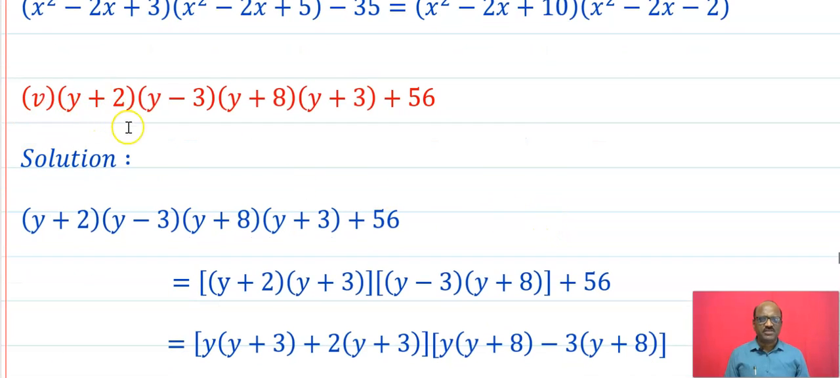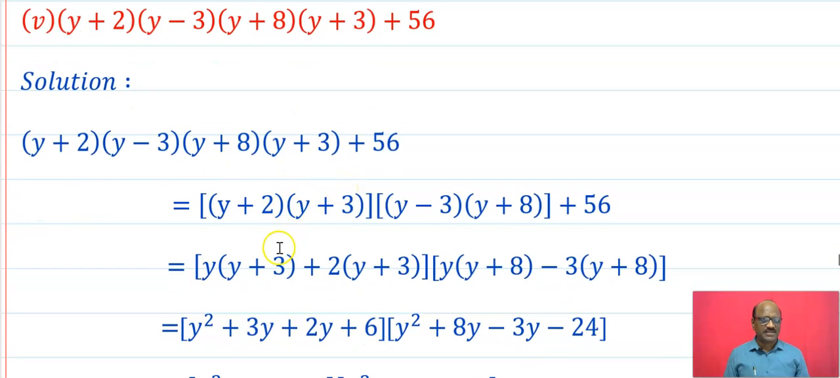In the first bracket y plus 2, y minus 3. And again y plus 8 and y plus 3 plus 56. Now we'll arrange these brackets in such a way that we will get the common terms in the brackets. That means out of four brackets, we bring two brackets close together, take their product, and we should get common terms in it. We will do this by the trial and error method. Now in the first, see, y plus 2 and y plus 3 came close together, and then y minus 3 and y plus 8 came close together.